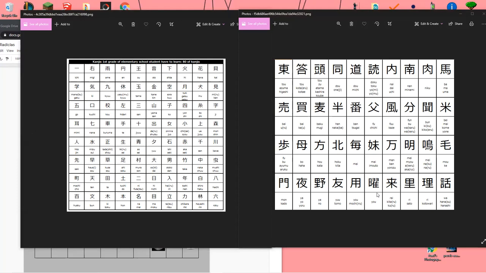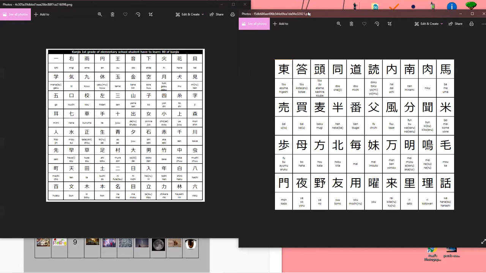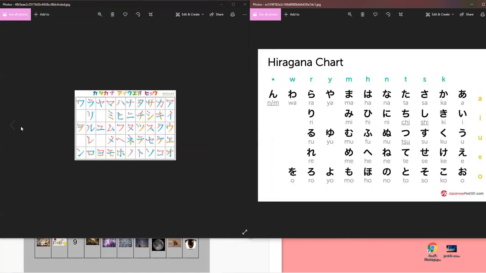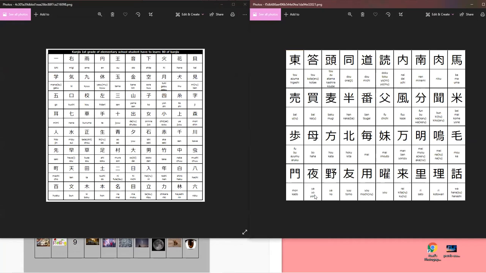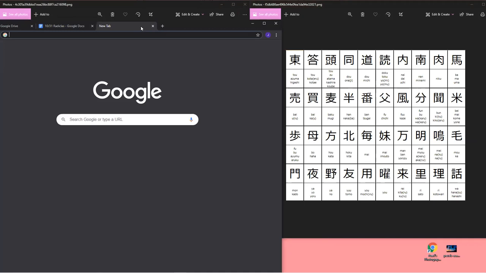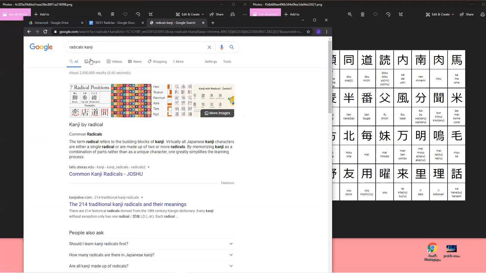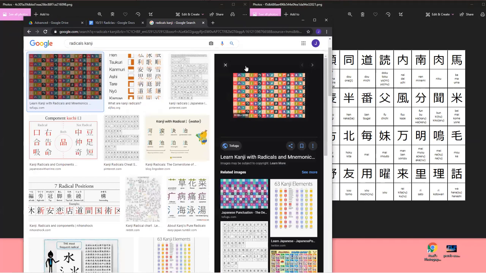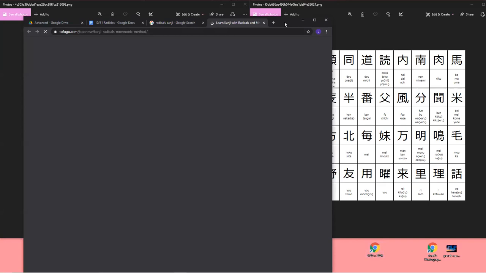But the point of learning radicals is to make life easier. Well, not in terms of memorizing things. It definitely makes it harder because you have to memorize a lot more things, but it basically helps you out with memorizing the definition of kanji. For example, we have this, this is a perfect chart. Oh, okay, so we can use this.